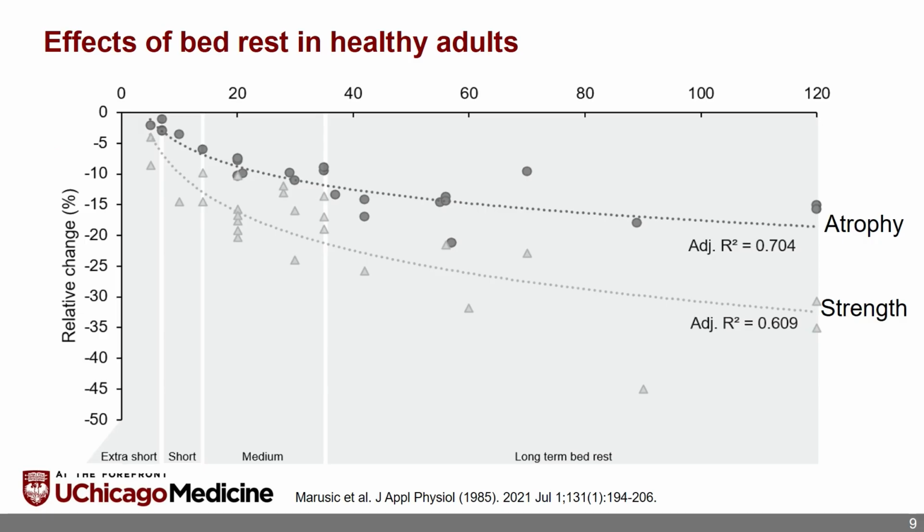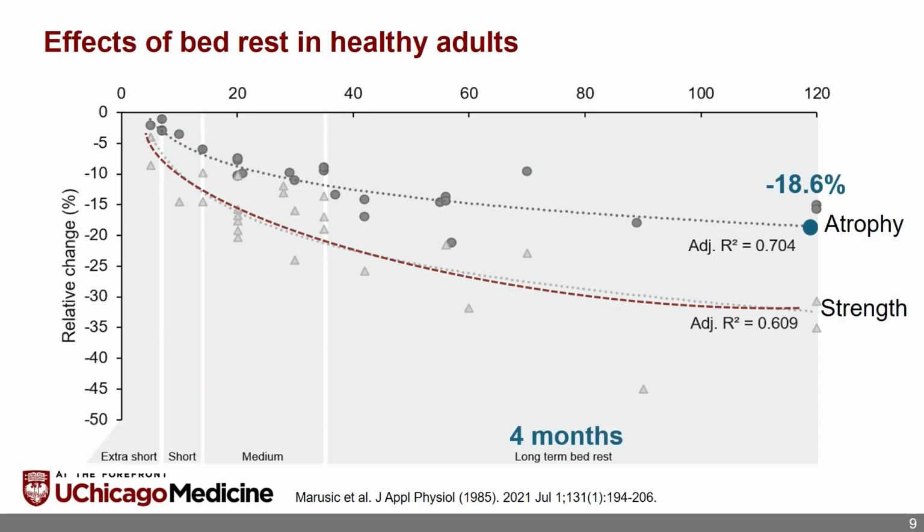If we look at patients who actually are healthy at baseline and are confined to bed rest, and we look at the pace at which they have muscle loss, it's important to recognize that they actually have a lot of strength loss that is underestimated by the degree of atrophy. So if you look at long-term bed rest in healthy adults, at about 4 months of bed rest, they'll lose almost 20% of their muscle mass.